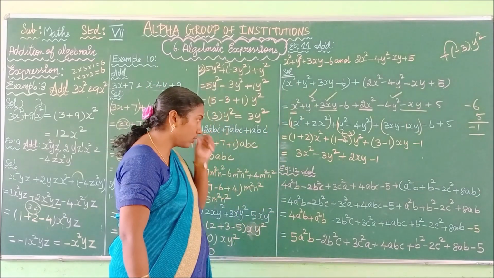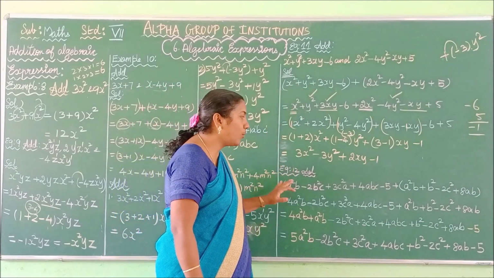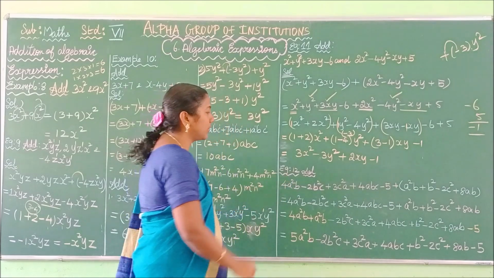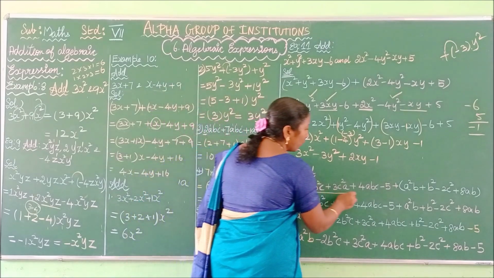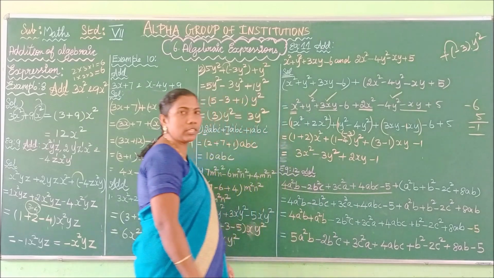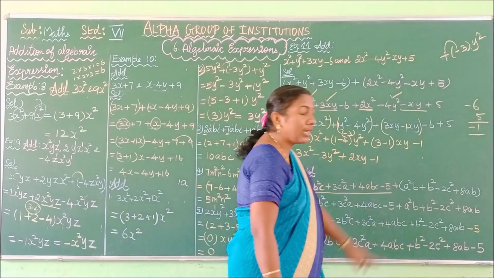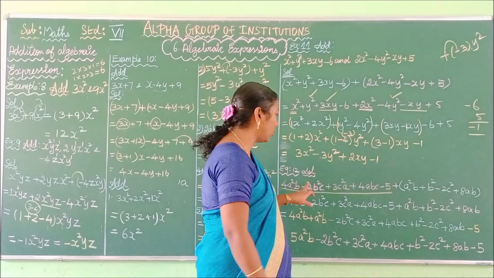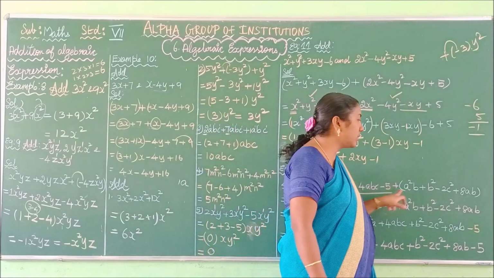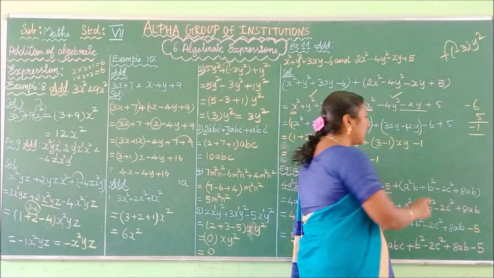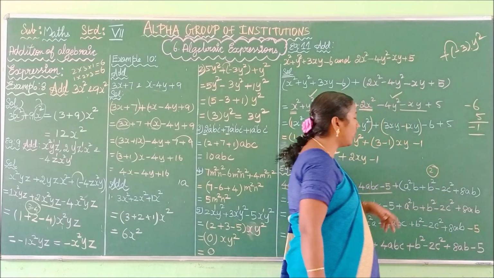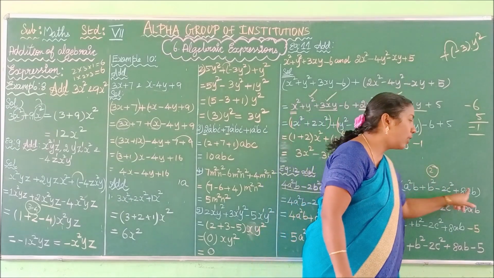Okay, next we are going to see example 12. You have to add this. What is the first expression? See here, this is the first expression. This is a very large expression. It contains how many terms? 1, 2, 3, 4, 5 terms. See here the second expression. It contains how many terms? 1, 2, 3, 4 terms.